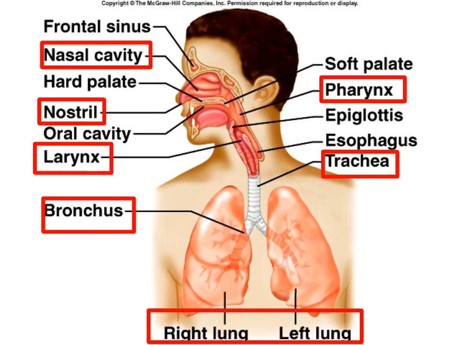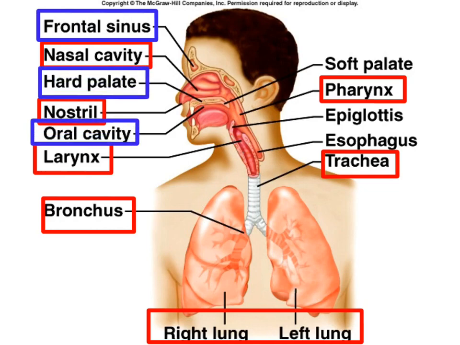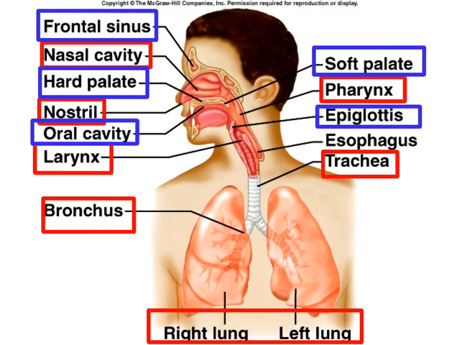The other structures like the sinuses, the hard palate, the oral cavity, the soft palate, the epiglottis are more of the associated or accessory organs that might help in respiration but are not primary organs in the respiratory system.